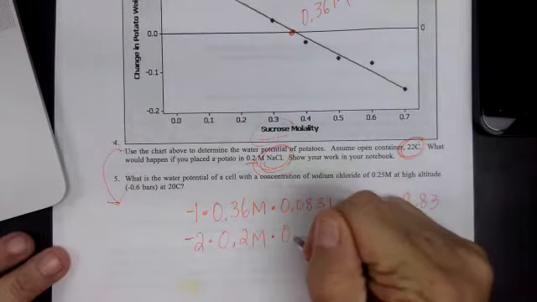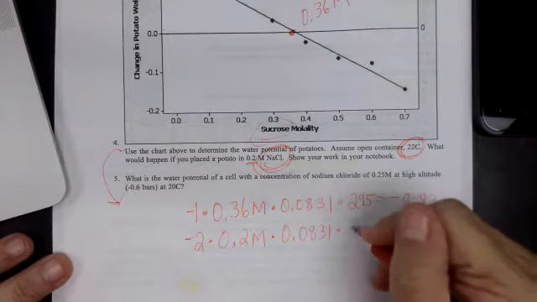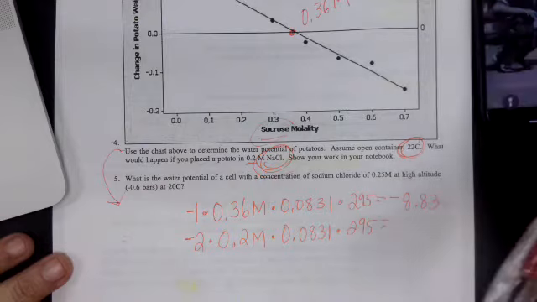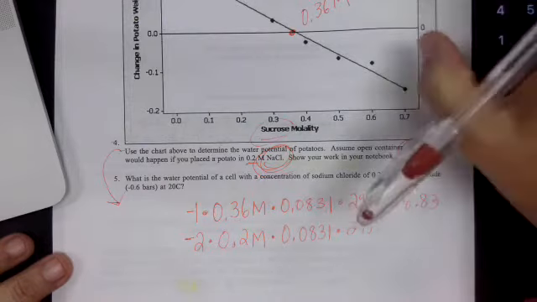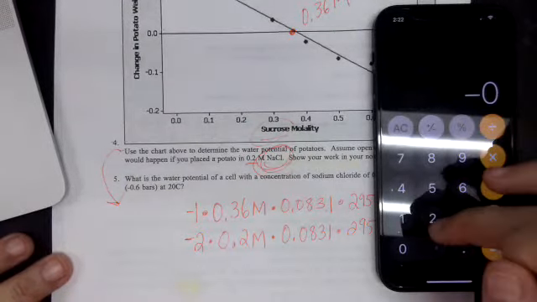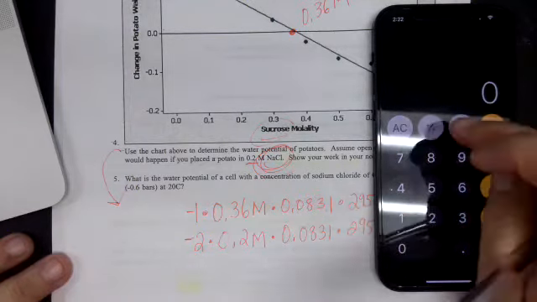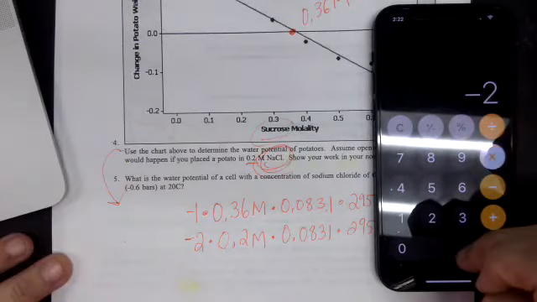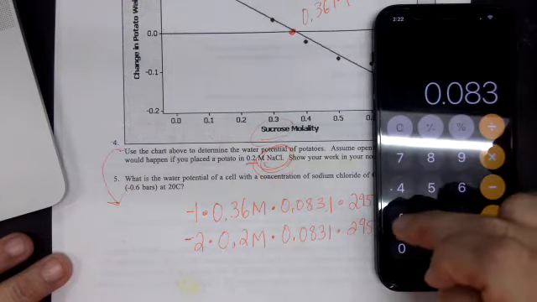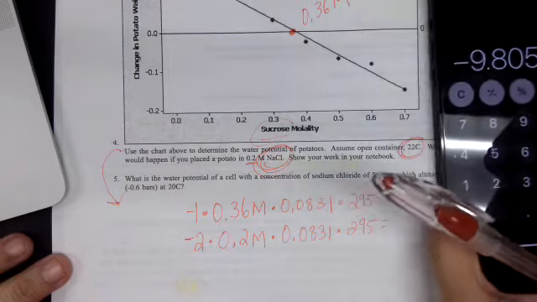And then we have our pressure constant times 295, same temperature, and all of that should be equal to -2 times 0.2 times 0.0831 times 295.